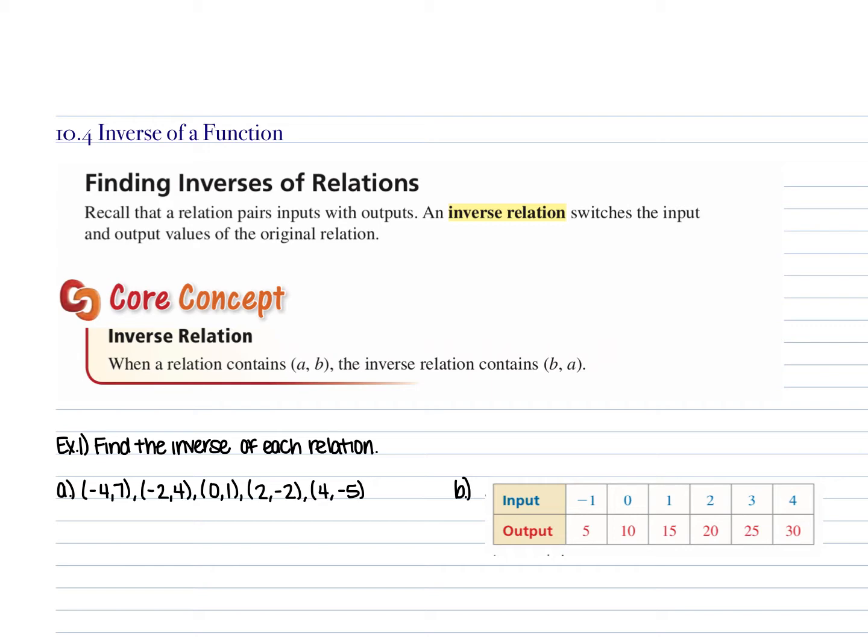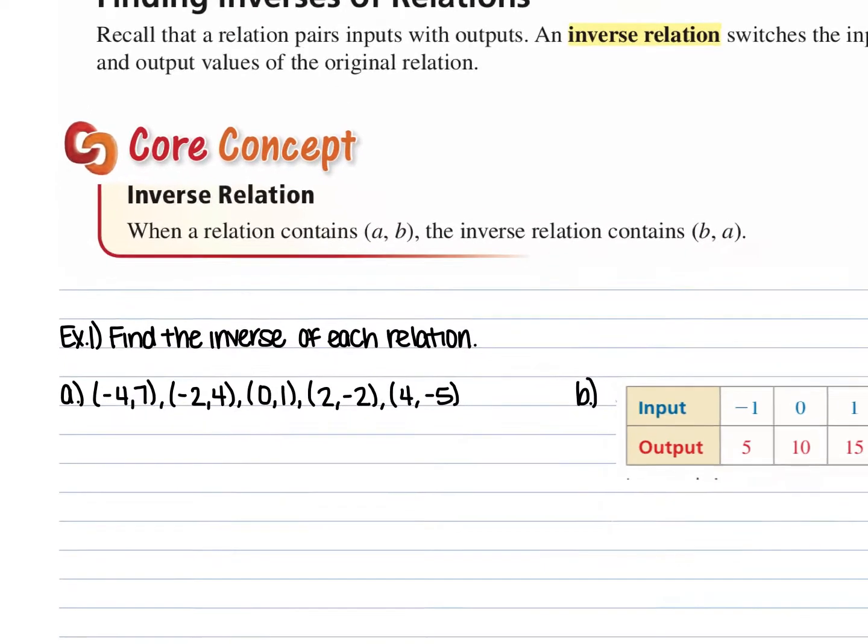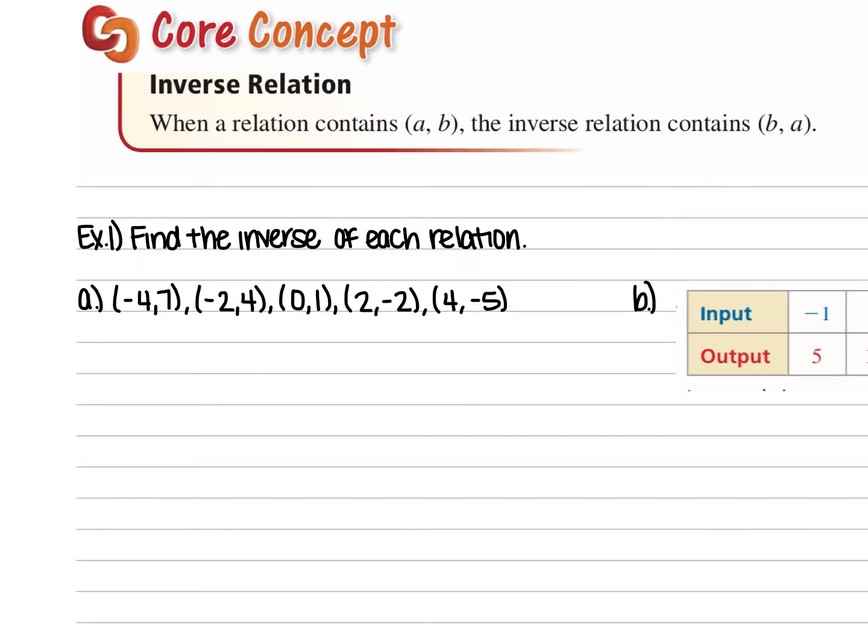If we look at the first example, it tells us to find the inverse of each relation. For example A, it gives us the ordered pairs of (-4, 7), (-2, 4), (0, 1), (2, -2), and (4, -5). In order to find the inverse of these, we're just going to switch each of these values within the ordered pairs. So instead of your first ordered pair being (-4, 7), it's going to be (7, -4). So switch them, and then you're done.